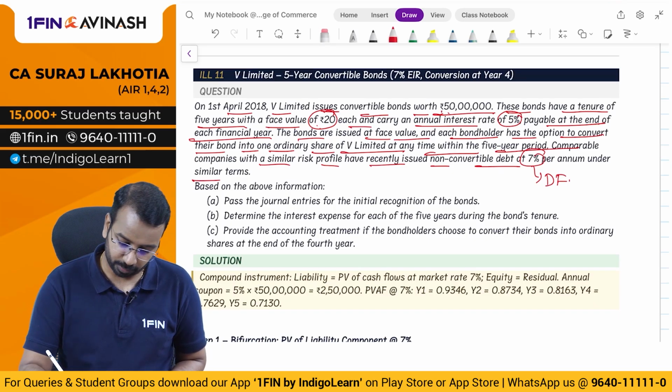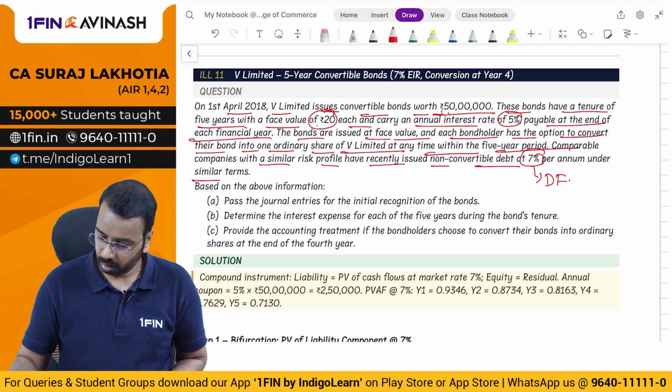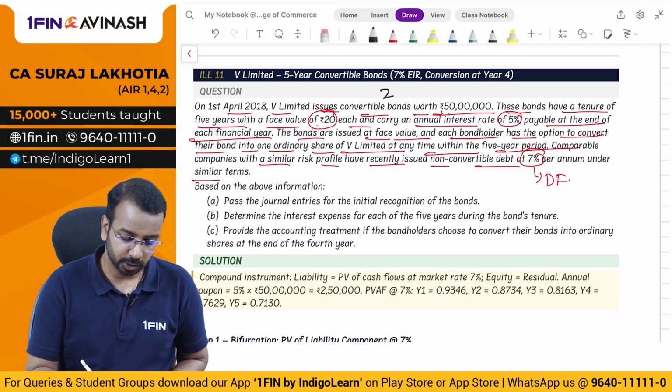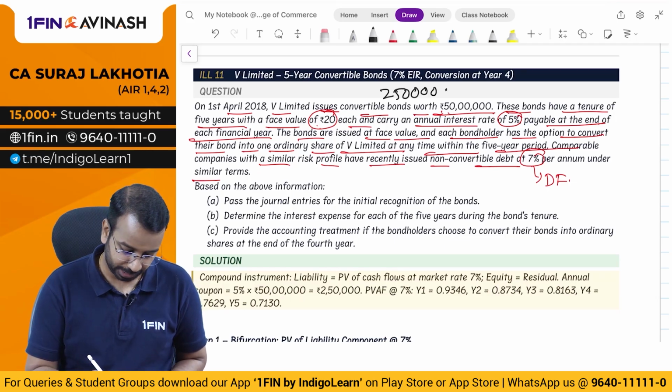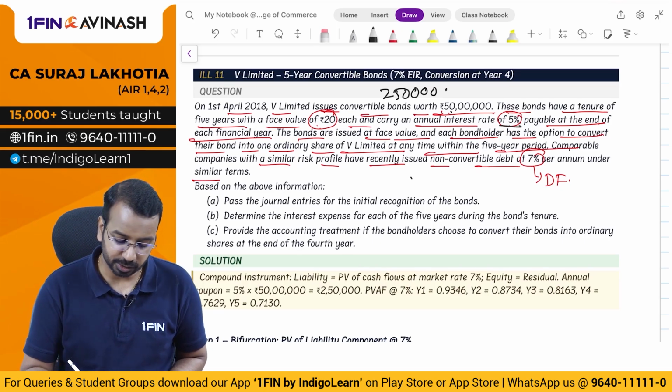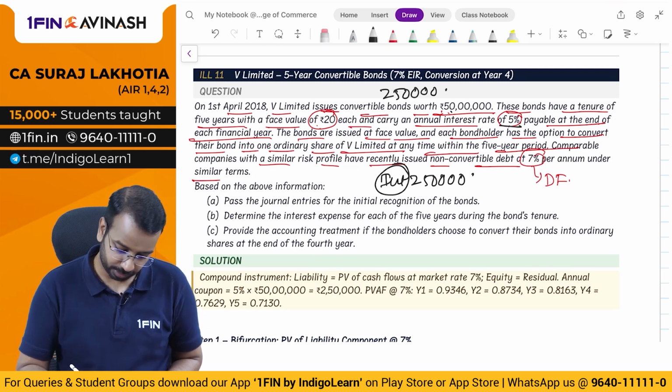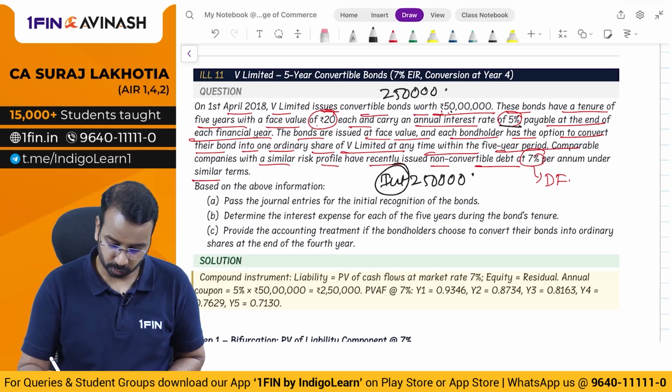Now 50 lakhs, how many bonds are there? 50 lakhs divided by 20 means 2,50,000 number. 2,50,000 bonds have been issued. Okay. What is the coupon? Coupon is 5%. So 50 lakhs into 5%, again it is 2,50,000. Interest also is 2,50,000. Okay. And it is a 5-year bond. Alright. And discount factor is 7%. So how will you do?